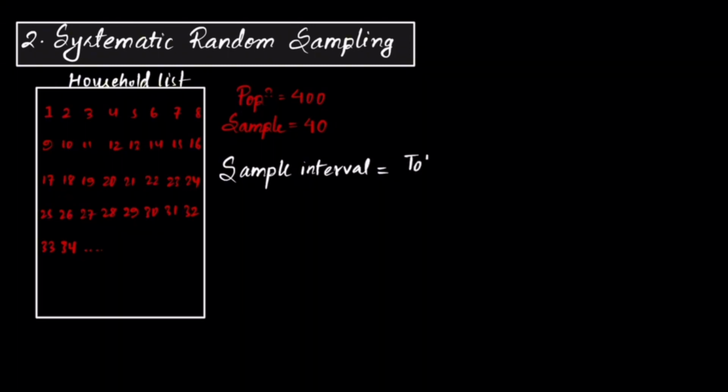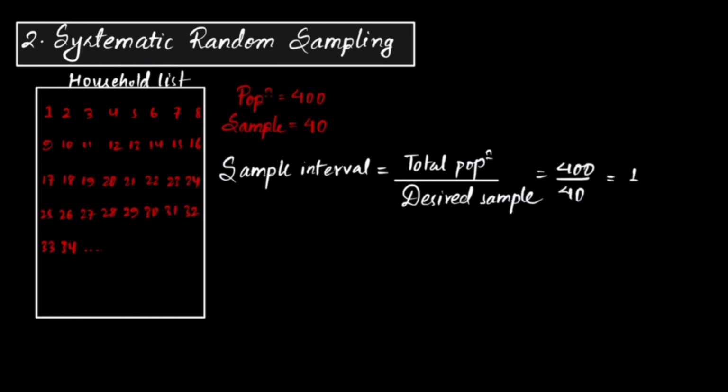Sample interval equals total population divided by your desired sample size. Total population is 400, which is divided by 40, which comes out to be 10. So sample interval comes out to be 10. The significance of sample interval is that now every 10th house is selected for the sample.